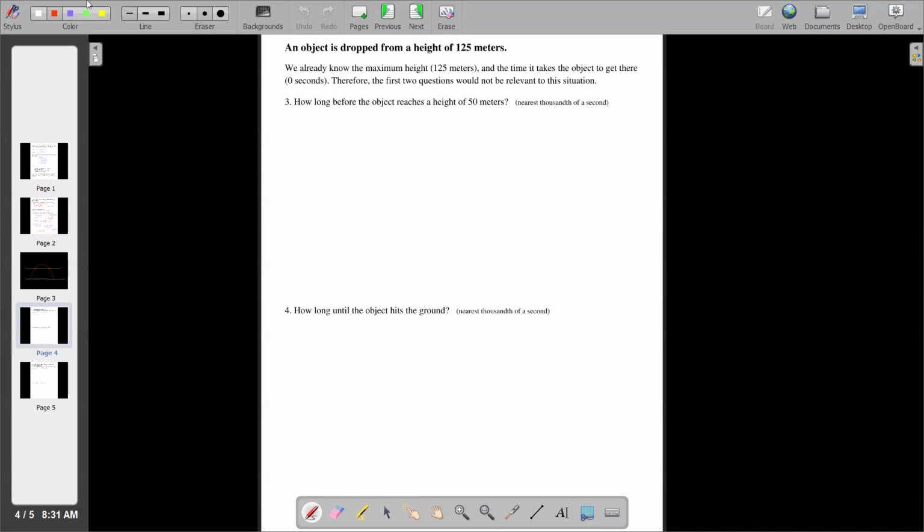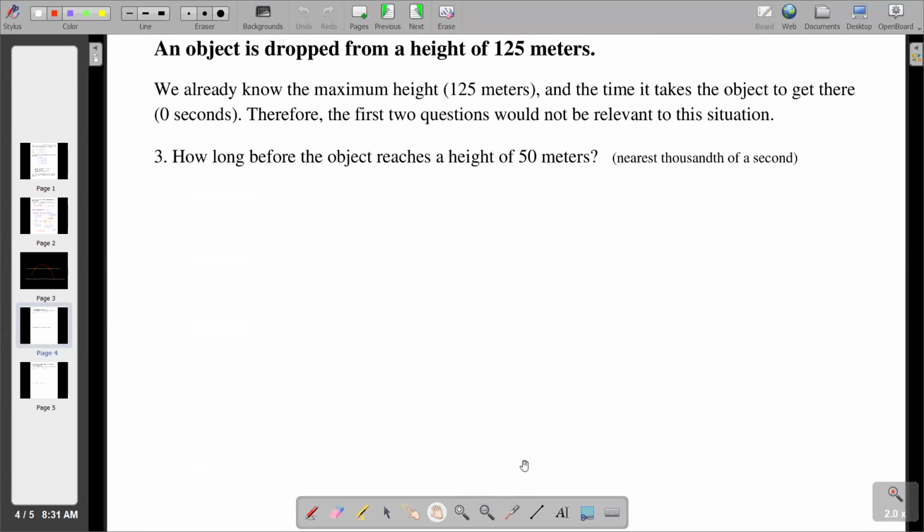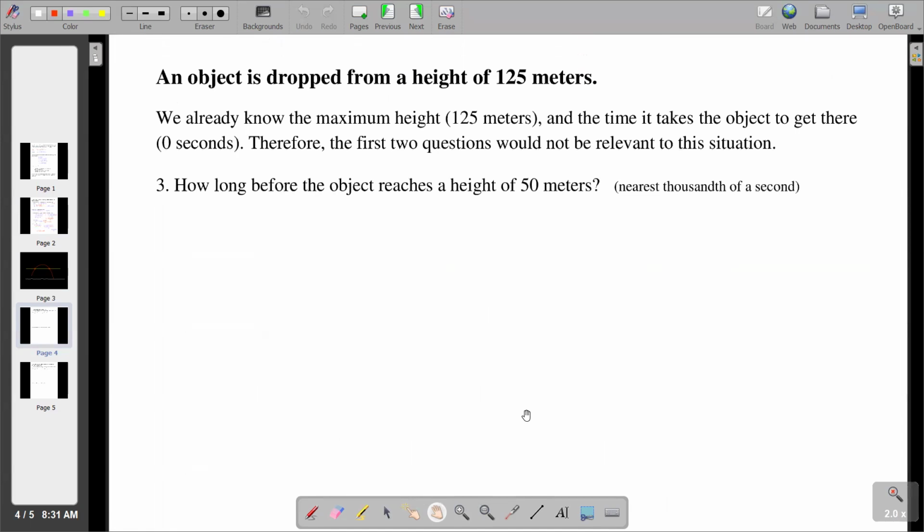Before we can answer questions, we need an equation. So we're going to write our equation as h equals. There you go. Good catch there. This time we have to use our metric version. Good job. So our equation this time is going to be height equals negative 4.9 t squared plus what? What's the initial velocity? No, 0. So you don't need a middle term.